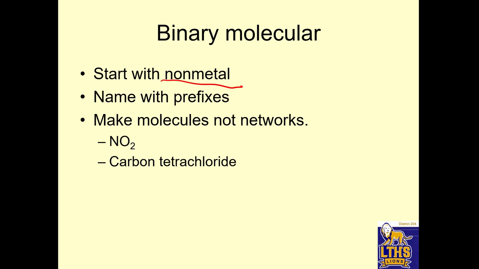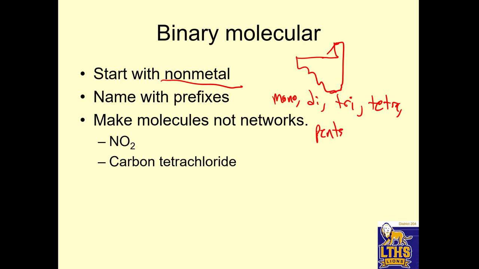Binary molecular. So it starts with a nonmetal. Remember on the periodic table we said, oh, there's the stair step. And those are your nonmetals. You name it with prefixes, and they make molecules, not networks. Your prefixes are mono, di, tri, tetra, and this is in order, penta. And you don't use much past penta, but I'll give them to you anyway. Hexa, hepta, octa, and nona.